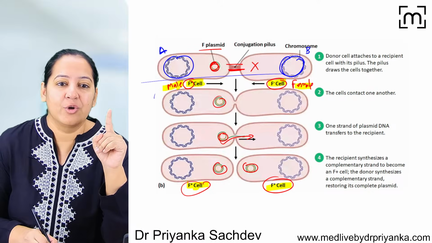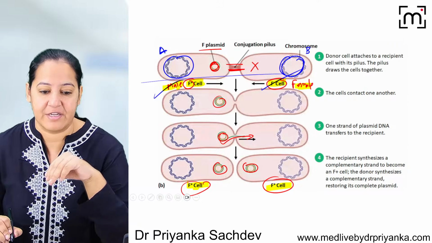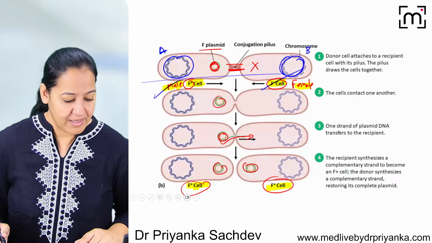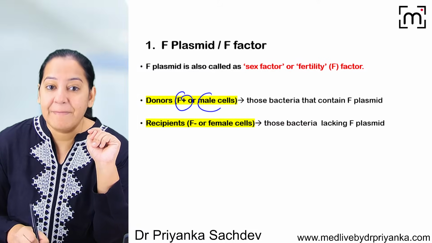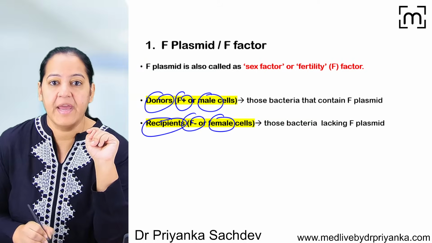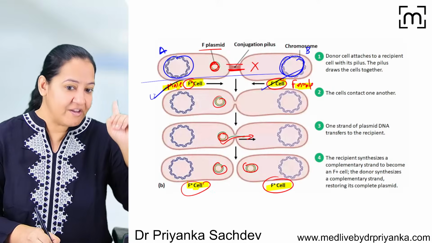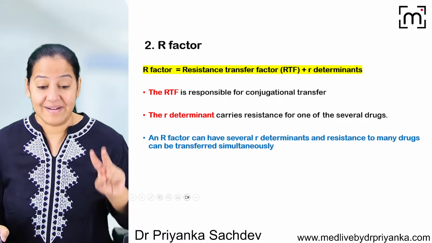So here, this is the donor, this is the receiver. The donor is the male, it's F positive. The receiver is the female, it's F negative. So it is fertility factor. How many of you got it? I told you F positive is the male, that is donor, and F negative is the female, that is recipient. And after conjugation, when we start, one is F positive, one is F negative. And when we end, both of them become F positive. You have to understand it.